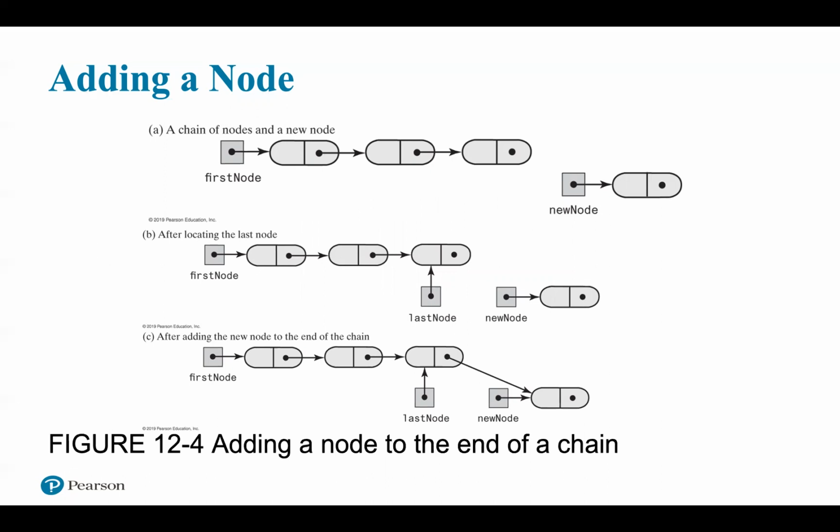Note that the number of nodes is the current number of nodes, and the current number of entries is in the chain. Figure 12.4 illustrates this addition to the end of a chain of nodes.